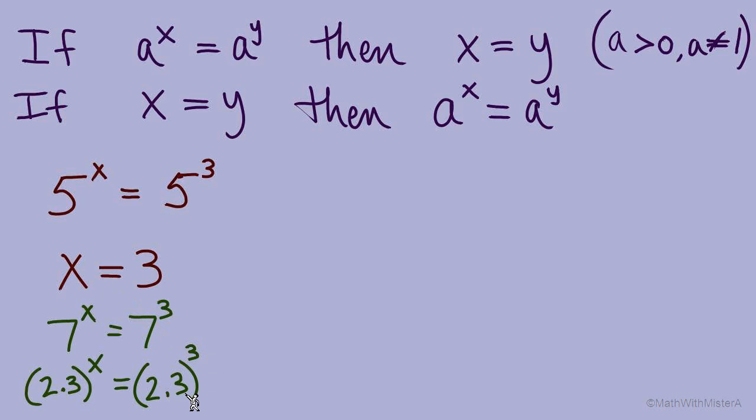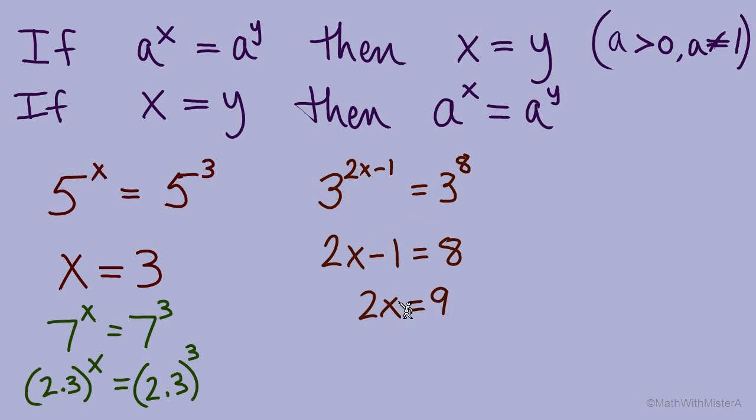Some other quick examples that show this property: 3 to the power of 2x minus 1 equals 3 to the power of 8. Again, base 3 on both sides, so it is valid for us to just pull down these exponents. 2x minus 1 must equal 8. And now we have a way to solve this equation. It's a linear, so we'll just isolate x equals 9 over 2, and that's the solution to our original exponential equation.